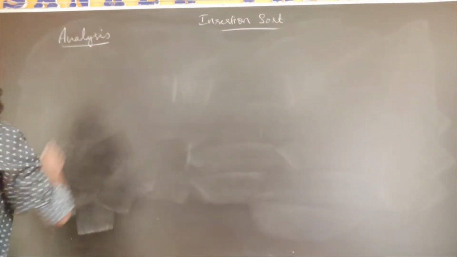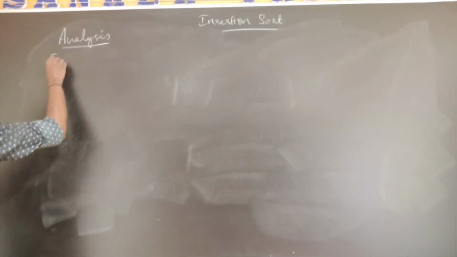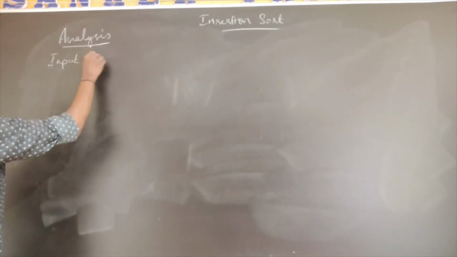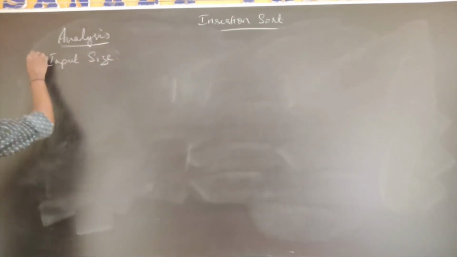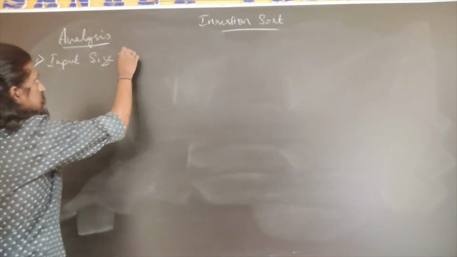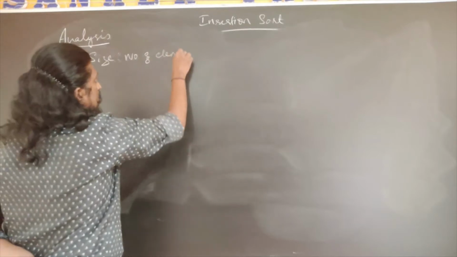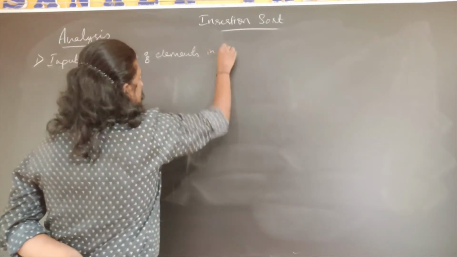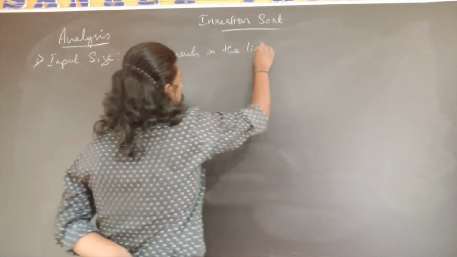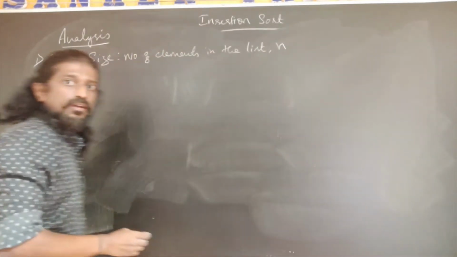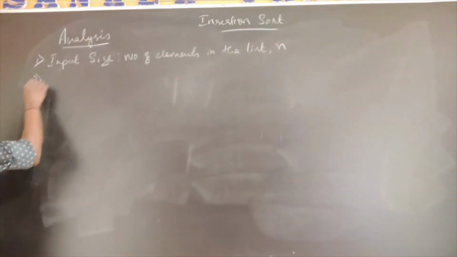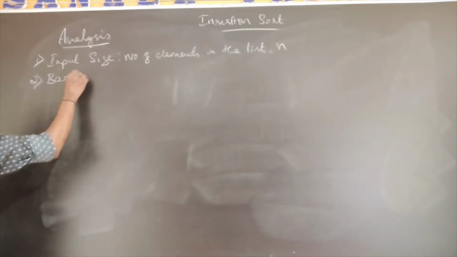Okay, so we will go step by step. What is the first step? Input size. The input size will be the number of elements in the list, n. Next, we need the basic operation.